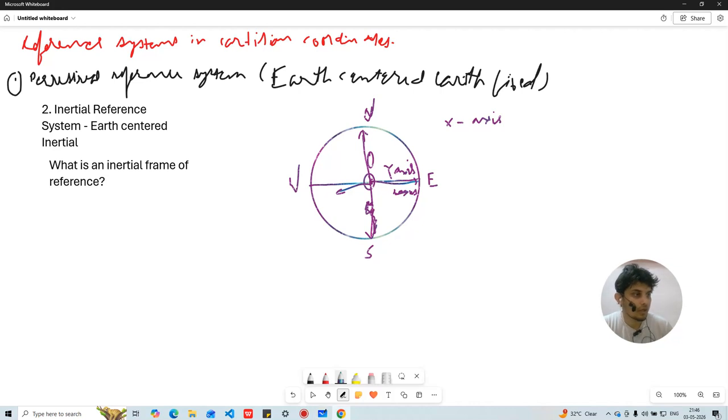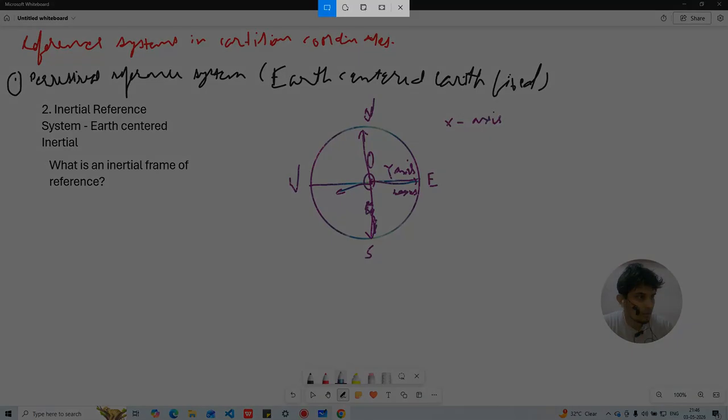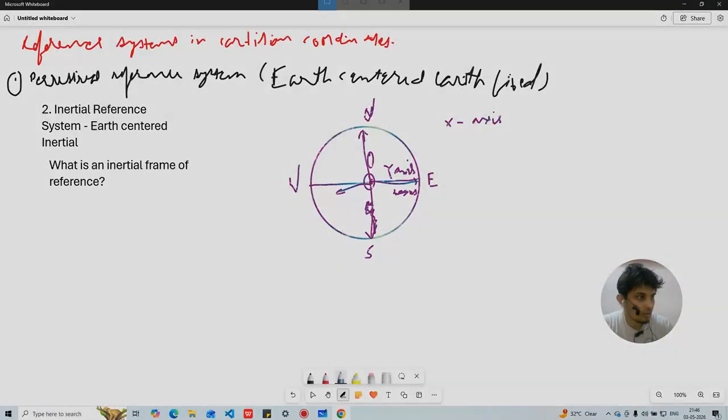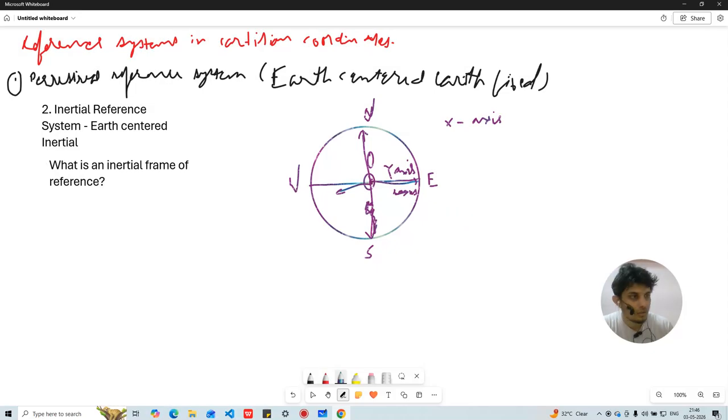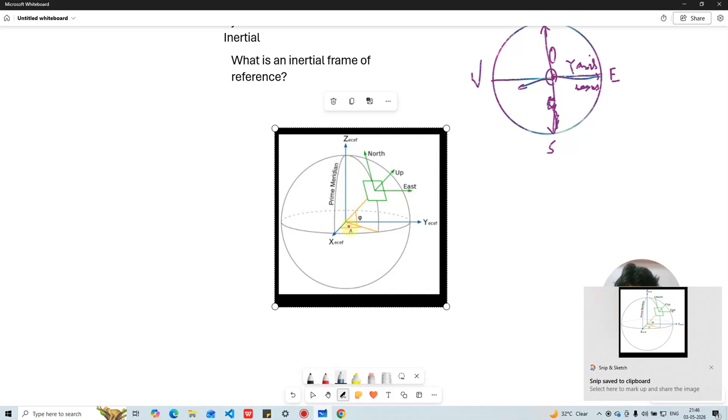Let's open an image. The Greenwich meridian. I don't think this is a good image to explain it. Yeah, I think this is a better image. Let me put it here.